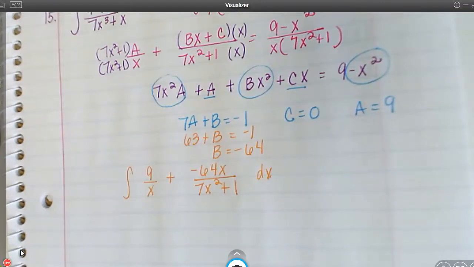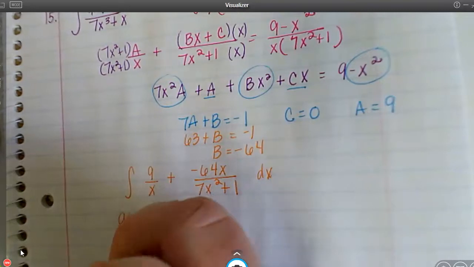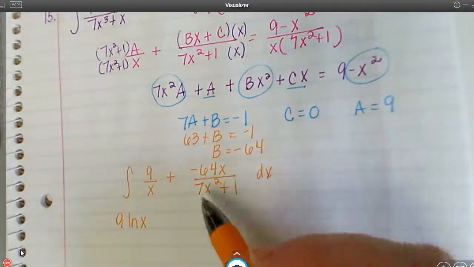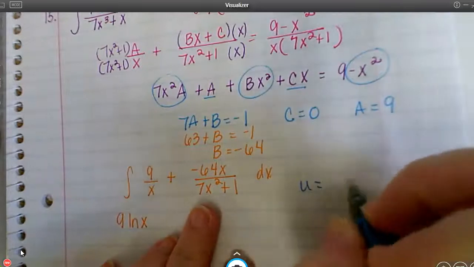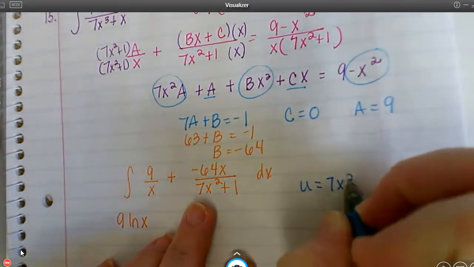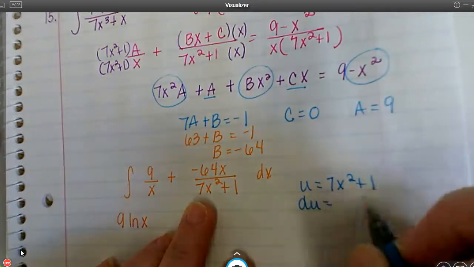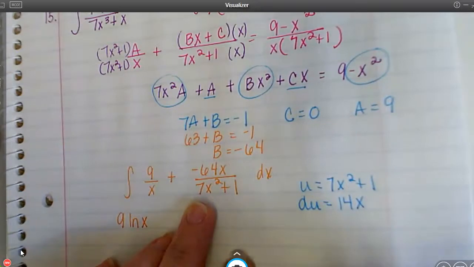Alright, so we want to do the antiderivative here. I know the antiderivative on this part is 9 natural log of x. The question is, what about this awful part? Actually, you can use u substitution, so I'm going to do it to the side because it's not as obvious to me what it's going to be. So u is 7x squared plus 1. du is 14x.